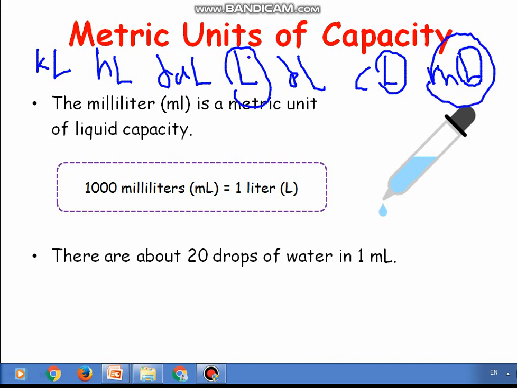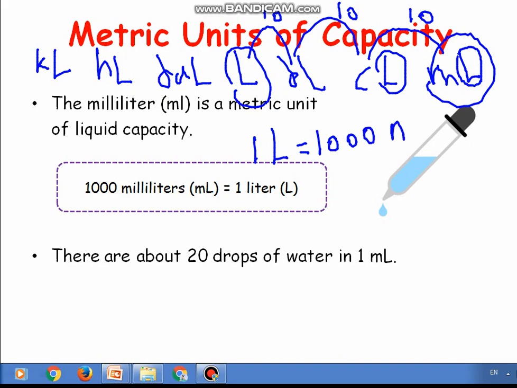And as I told you, there are 10 units between each one of them. So if you want to convert from liter into milliliter, since we are converting from a bigger one to a smaller one, we multiply by 1000, because it's 10 times 10 times 10. That's why 1 liter equals 1000 milliliters. We will not talk about other units. We will only stick to these units.